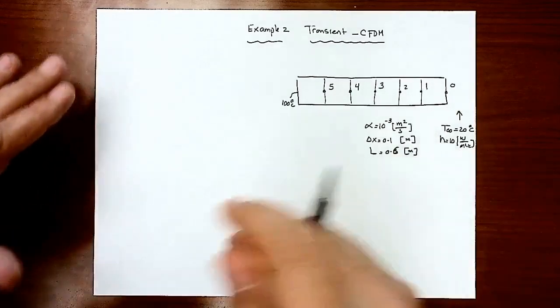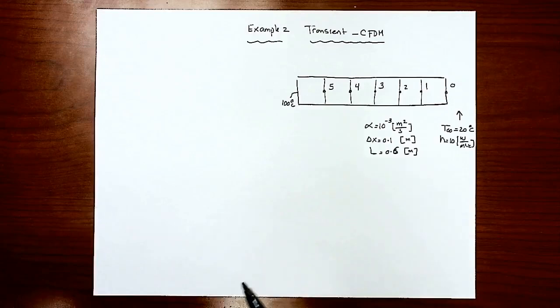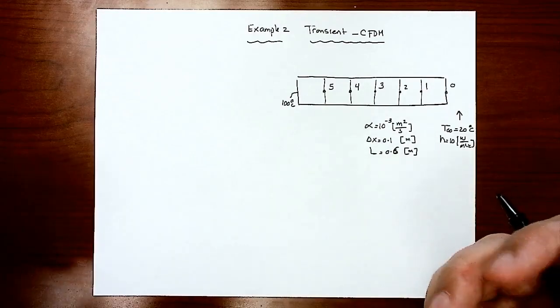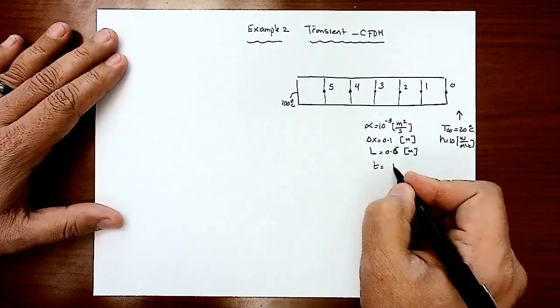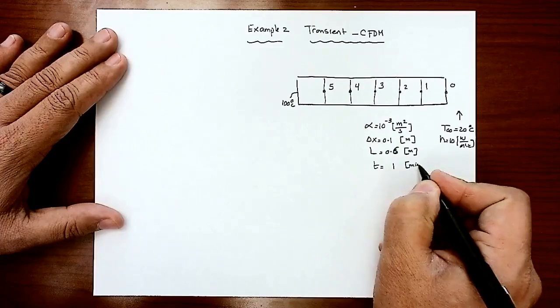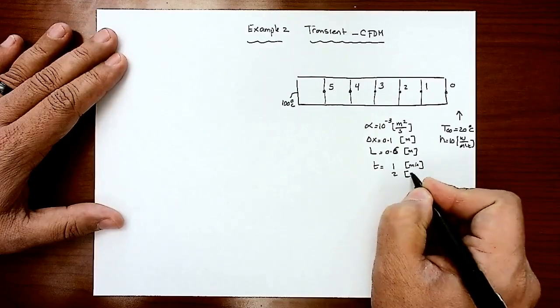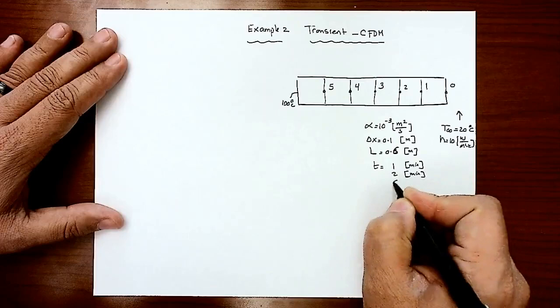So now I would like to repeat and get the temperature distribution at time equal to 1 minute, 2 minutes, and 6 minutes.